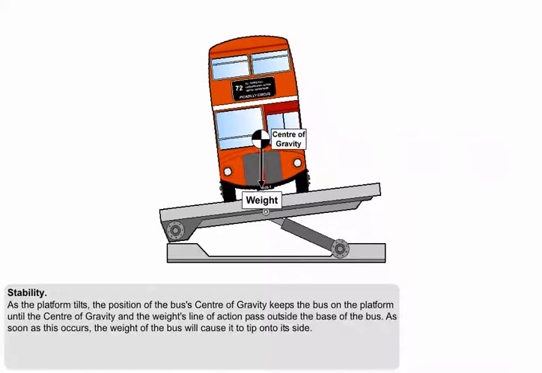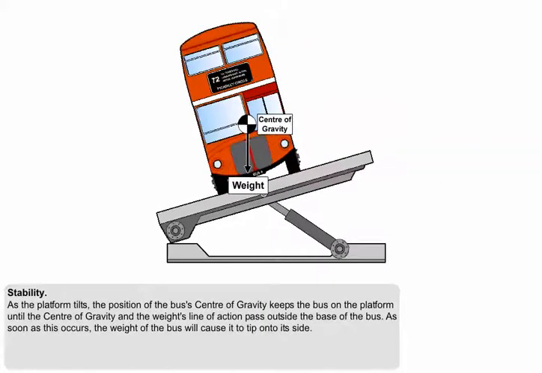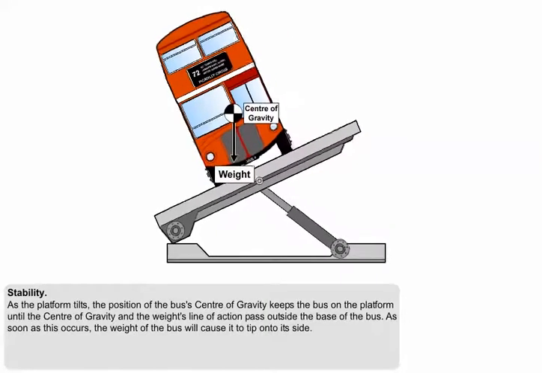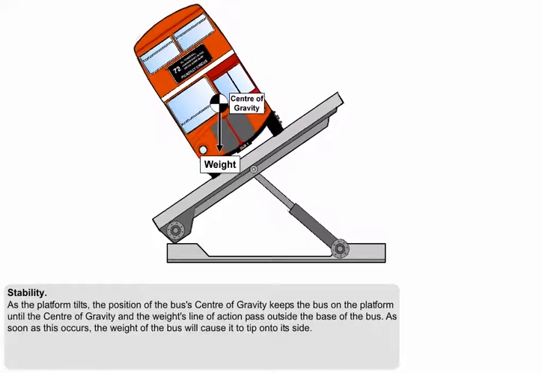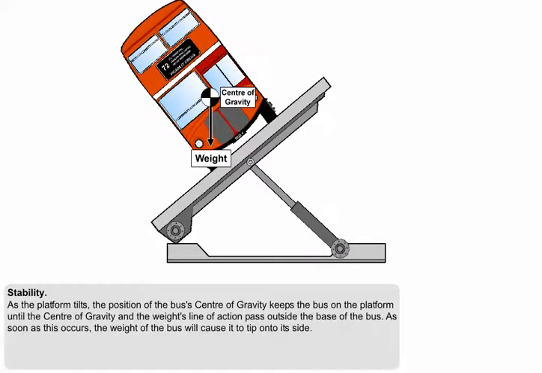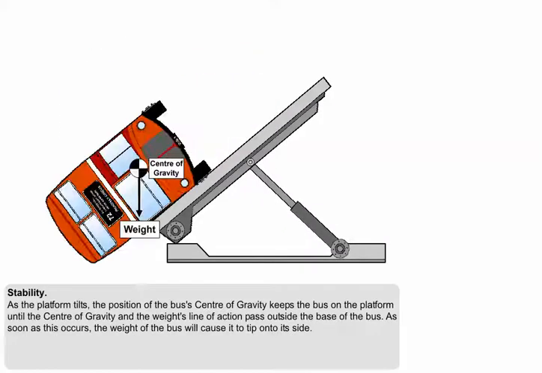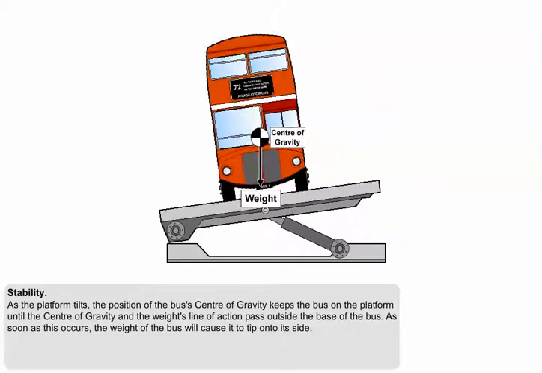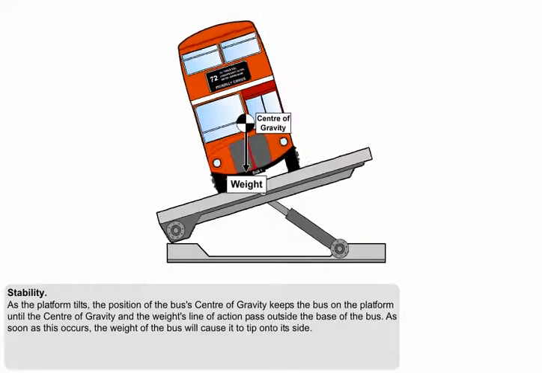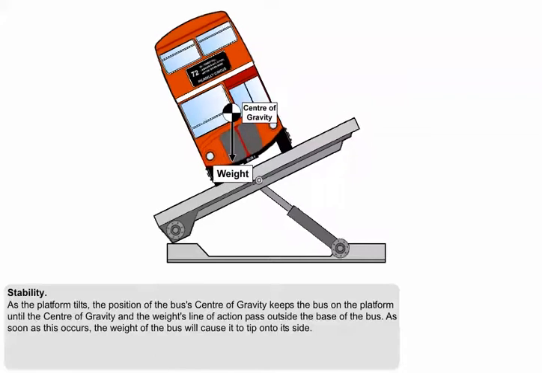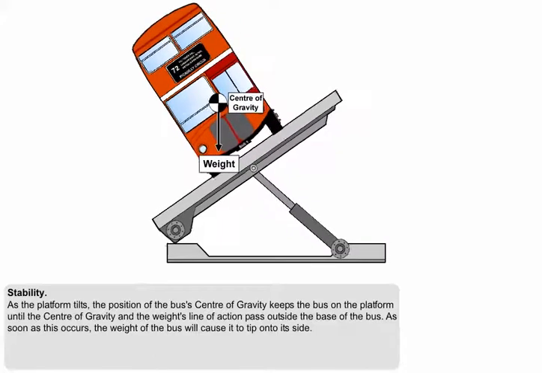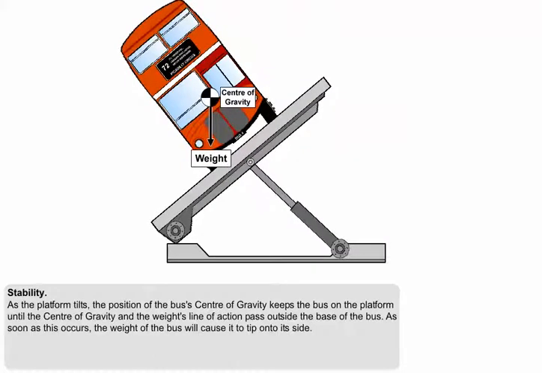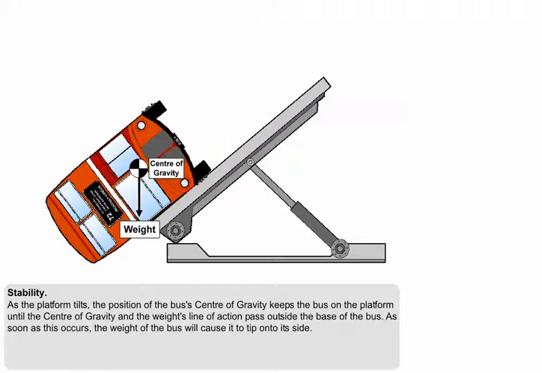As the platform tilts, the position of the bus's center of gravity means that the line of action of the weight force keeps the bus on the platform until the center of gravity and the weight's line of action pass outside the base of the bus. As soon as this occurs, the bus is no longer being pulled onto the platform by its weight. Its weight will now cause the bus to tip onto its side.